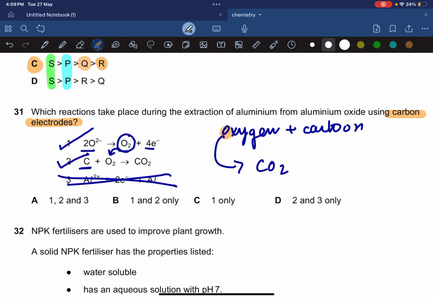And that's why in the electrolysis of aluminum oxide you need to replace your anodes regularly, because the carbon in the anode reacts with the oxygen and your anode gets eaten up, turning into carbon dioxide and is lost. So you need to replace it regularly because of the carbon in the anode reacting with the oxygen. So it's going to be 1 and 2, which makes it B.